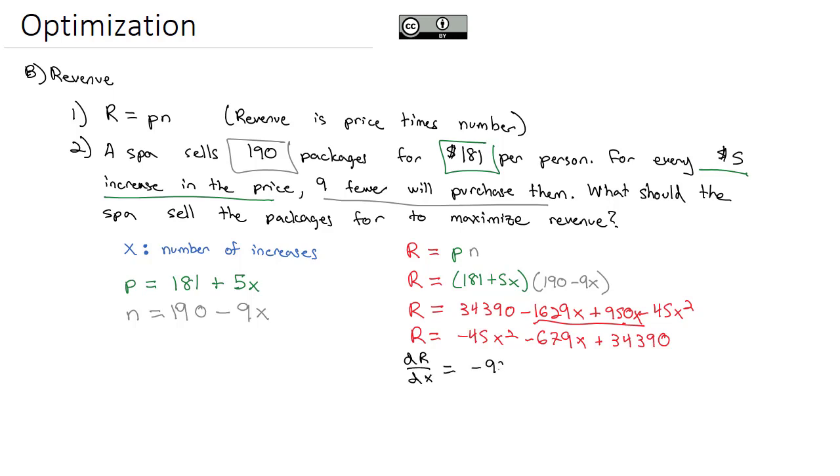That's going to be negative 90x minus 679. And we set that derivative equal to 0 so that we can solve for our x. Adding 679 to both sides gives us negative 90x equals 679. Dividing both sides by 90 gives us that x is equal to negative 7.544. So if we have a negative number of increases, it turns out this spa actually wants to decrease the price to hopefully get more people to purchase the product, the packages.